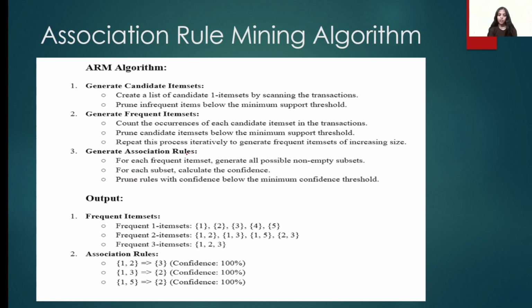Third is to generate association rules. For each frequent itemset, we have to generate all possible non-empty subsets. Then for each subset, we have to calculate the confidence. Then prune rules with confidence below the minimum confidence threshold.